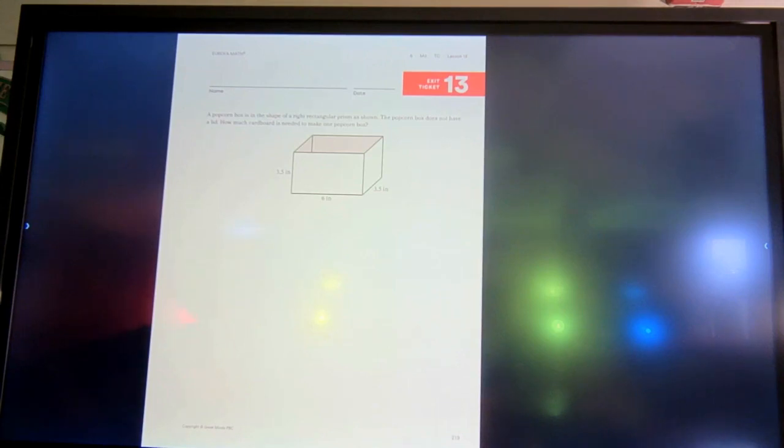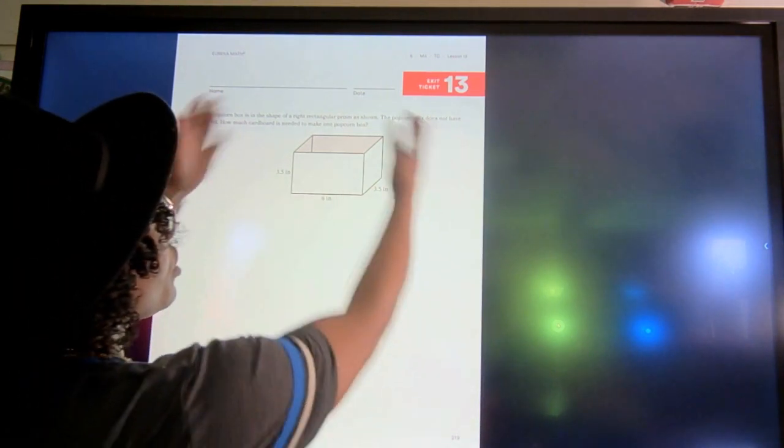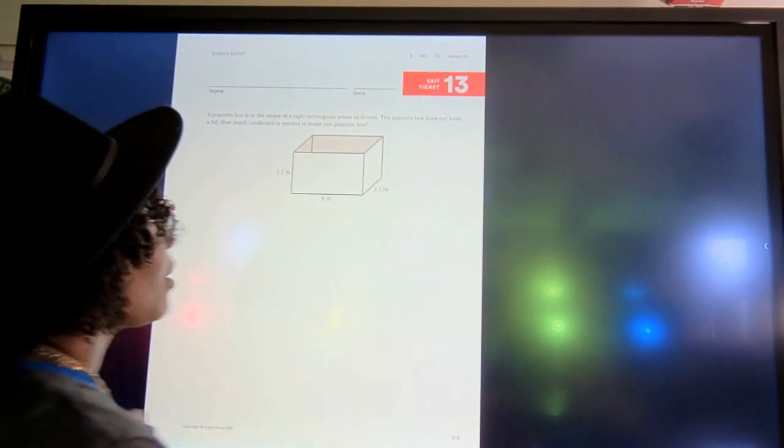So the exit ticket for lesson 13 says a popcorn box is in the shape of a right rectangular prism as shown. The popcorn box does not have a lid. How much cardboard is needed to make one popcorn box? So what we want to find is the surface area of everything minus that top part.